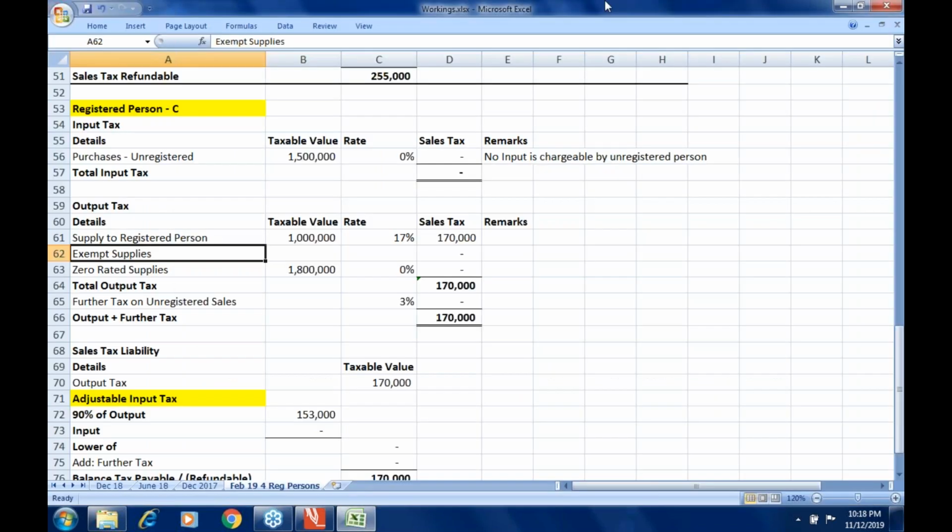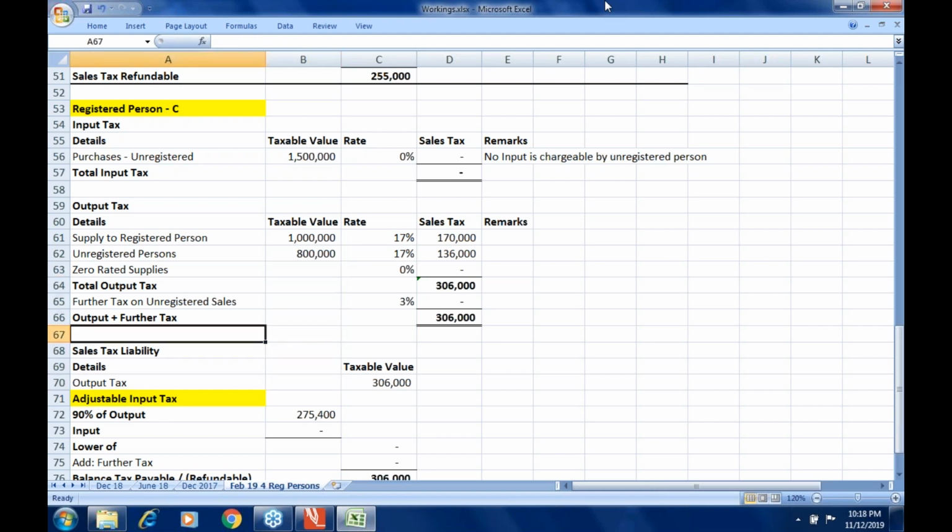If the supplies are made to unregistered persons of 800,000, again it's going to be 17%. But then you'll have a further tax on it of 3% also. So that would make it 24,000. Now, we've got 170 plus 136 plus 24. So this is how this is all going to be.